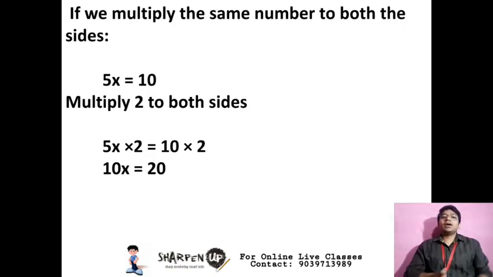In the same way, if I multiply the same number on both sides, if I multiply 2 on both sides, what will I get? 5x into 2 and 10 into 2. So I get 10x is equal to 20. In the same way, you can perform division. So why are we using this balancing method? We have to find the value of that variable whenever we have to find the solution.